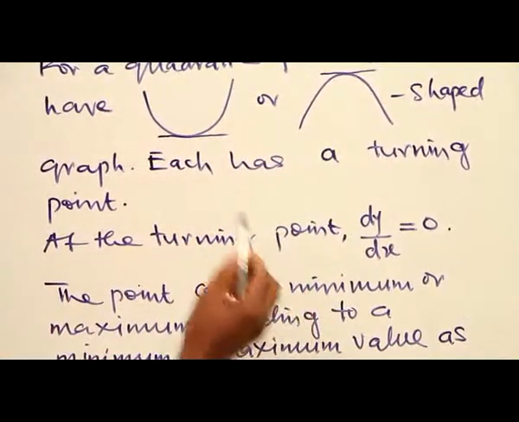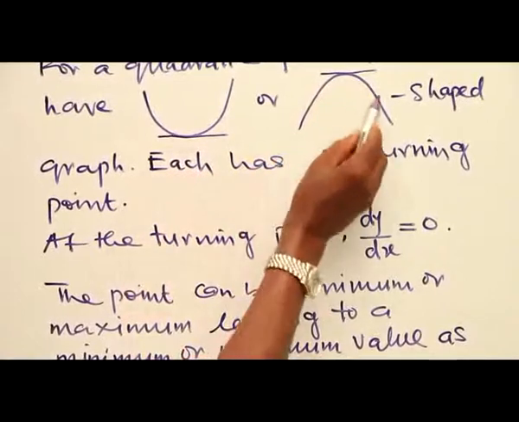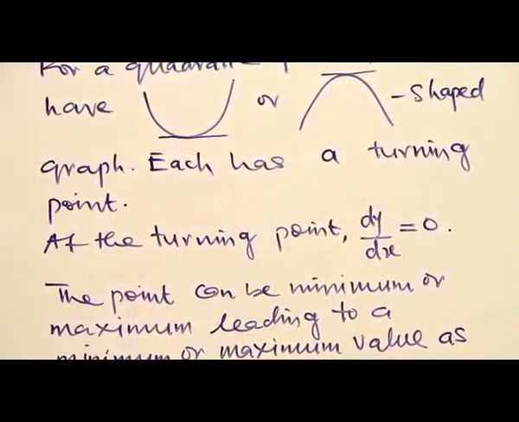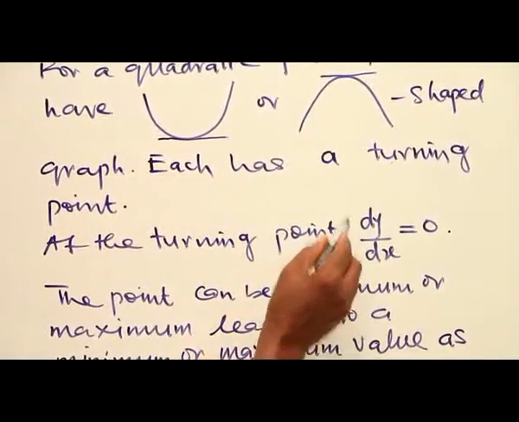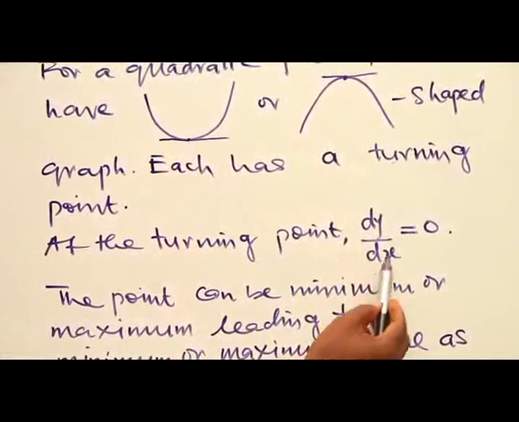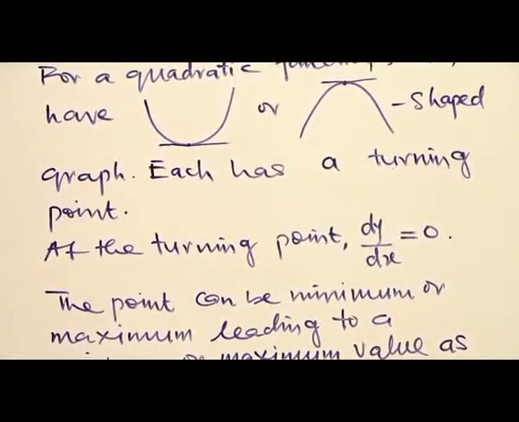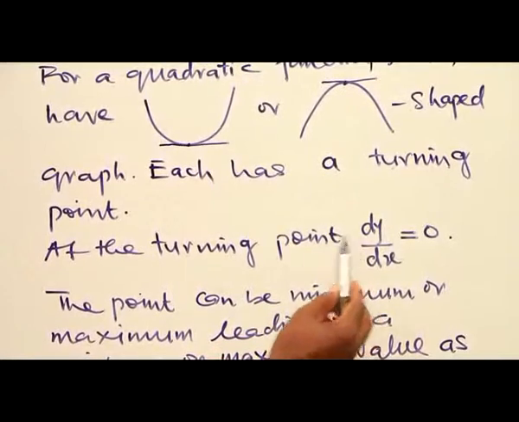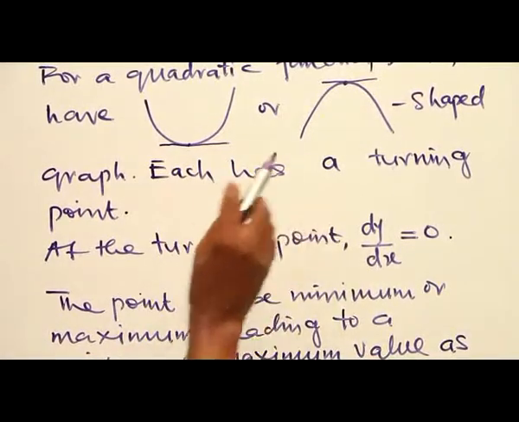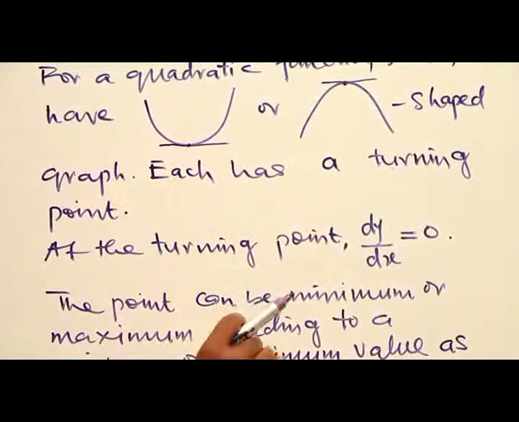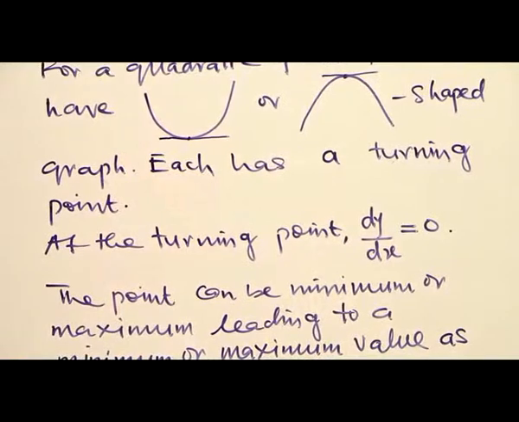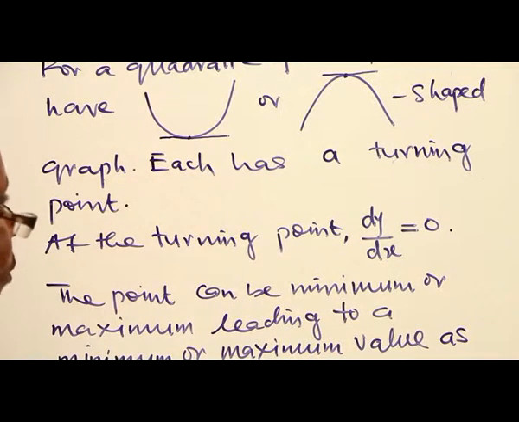At the turning point, at this point where you have the straight line making a tangent to the curve, at those points, that is this point here and this point here, dy over ds is equal to 0. It means that the gradient is equal to 0. And of course, looking at the straight line, it is neither rising nor falling. It is horizontal. And that is why the dy over ds, which is the tangent, is equal to 0.